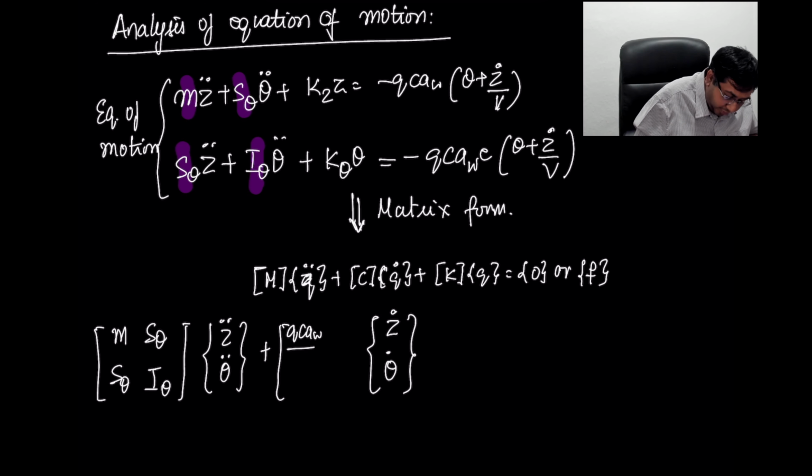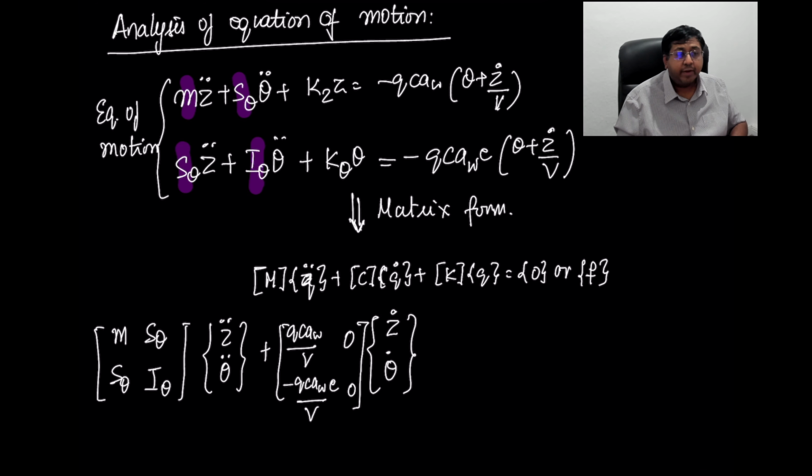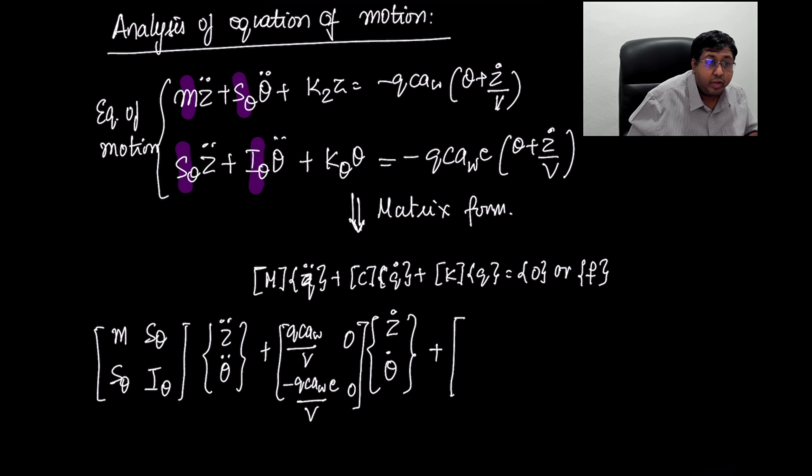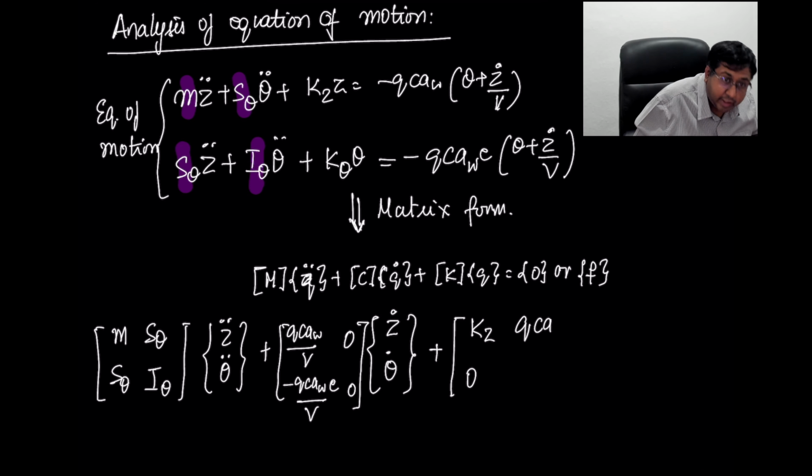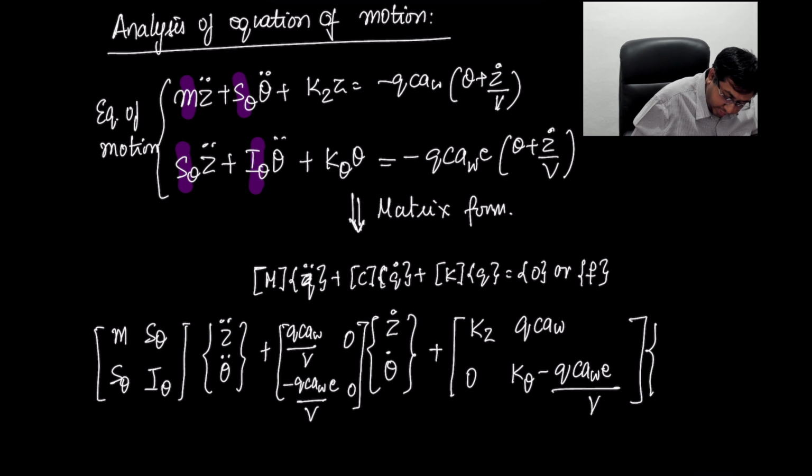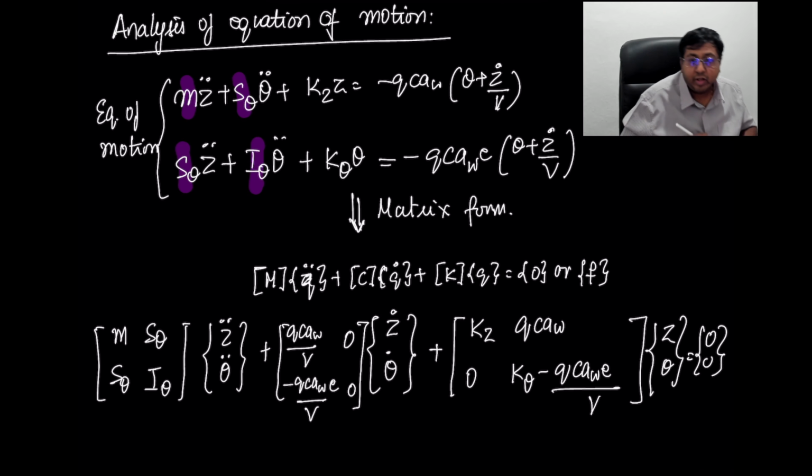QCAW over V, 0, minus QCAW over V times e, times 0. Okay, and then we also have plus K z, and we have 0, QCAW K theta, minus QCAWe over V, into z and theta, equal to 0. So that's our equation of motion in matrix form, right?